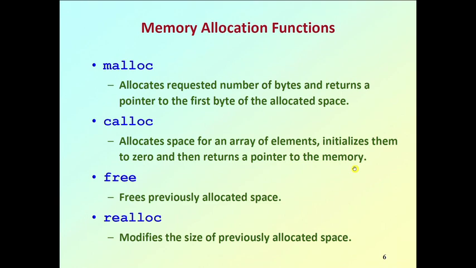Now, what is the difference? One extra piece of work is being done. Alloc allocates space, and in addition, it initializes all the array elements to 0 and then returns a pointer to the memory. Allocating space and returning a pointer to the memory is the same; the only extra thing calloc is doing is initializing all the array elements to 0.